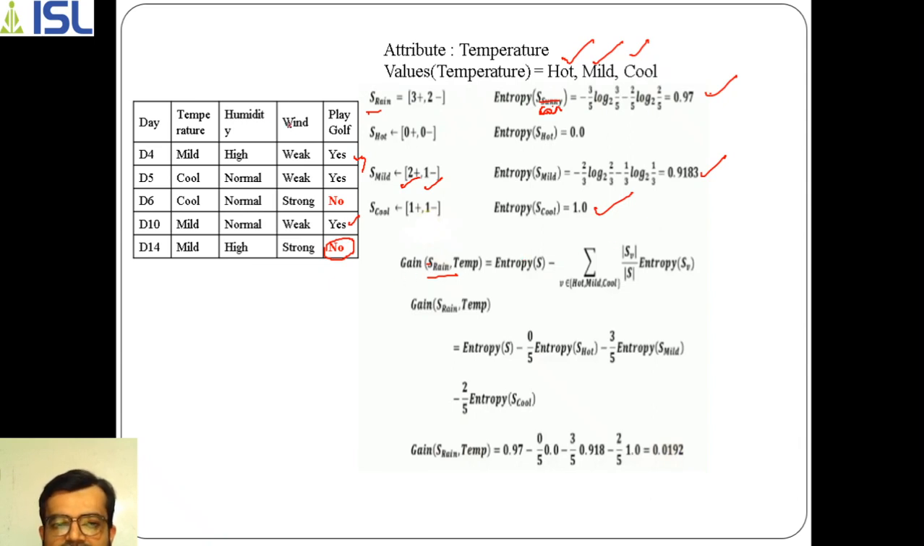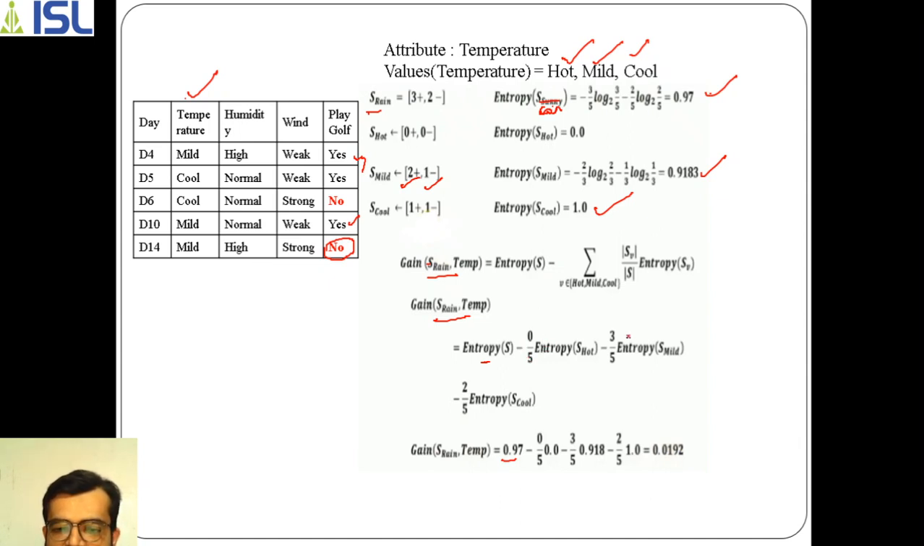And now what we are doing is calculating the information gain for temperature with respect to the data set of rain. So the information gain for the attribute temperature with respect to the data set rain is the entropy of S rain, that value 0.97, which we are substituting here, minus the weighted entropies. S hot, there is no hot here, so 0 by 5, the probability is 0 itself.